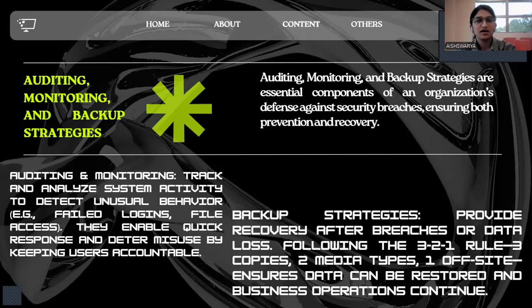Backup strategies are our safety net for recovery. After a breach or data loss, a best practice is the 3-2-1 rule. Keep at least 3 copies of your data in 2 different media types, with 1 copy stored offsite. This ensures data can be restored and business operations can continue.